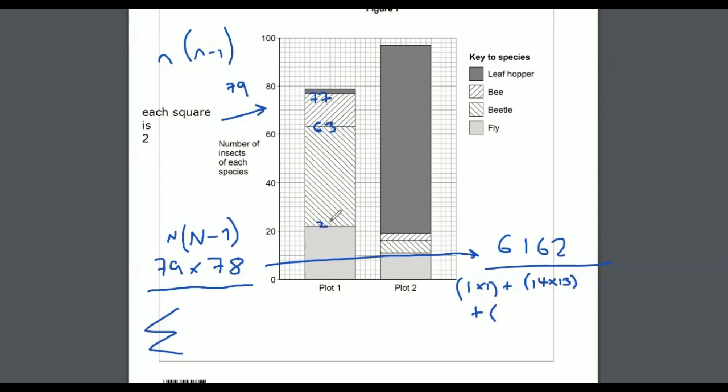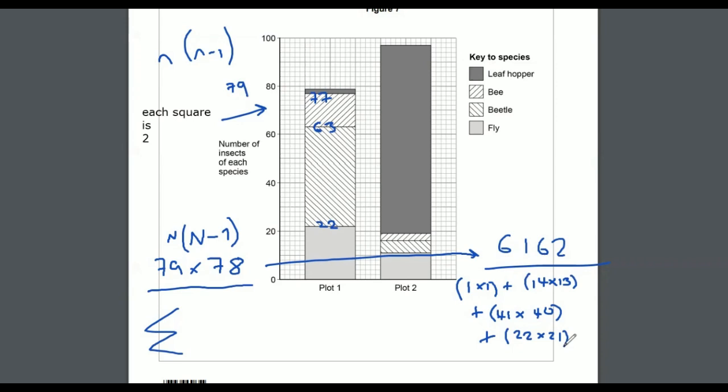My next bar starts here at 22 and ends at 63. So that's 41 in between. So I want to do 41 times 41 minus 1, which is 40. So I want to do 41 times 40. Notice if you don't put these all in your brackets, you're going to get the wrong answers. And I know it's laborious, but it's easy marks. And then the last section is 22. So 22 times 21, because 22 minus 1 is 21.